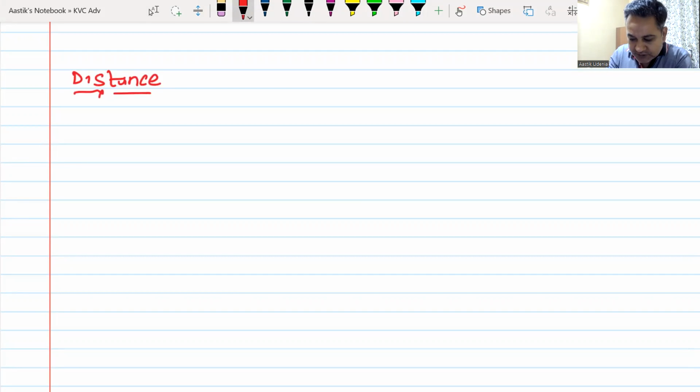The first definition that is going to come is definitely the distance traveled by a particle. Now I ask you again, what do you mean by distance traveled by a particle? Speed per unit time.